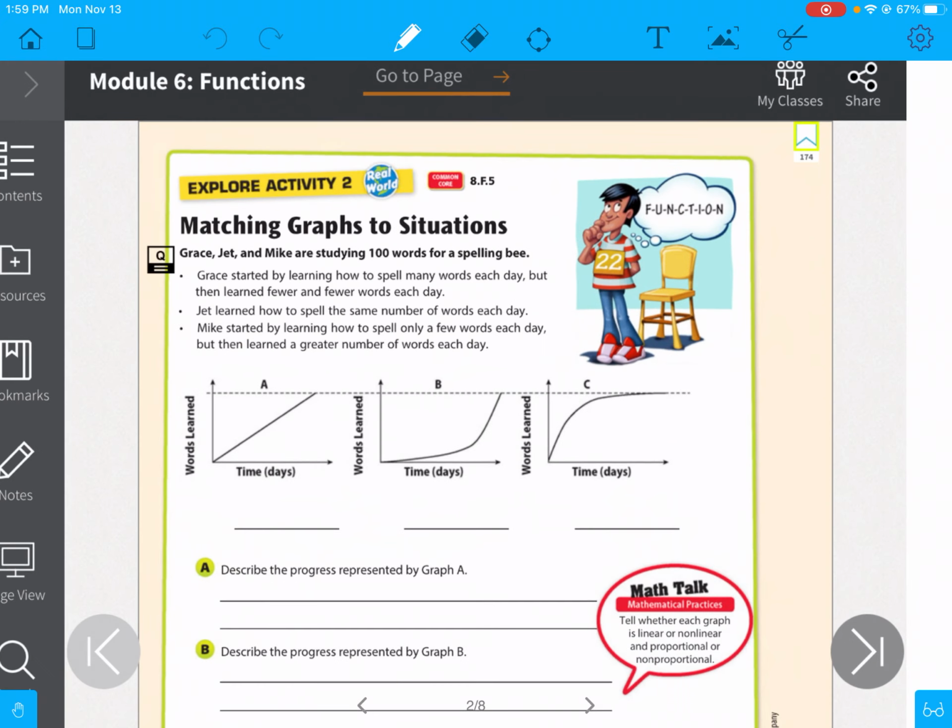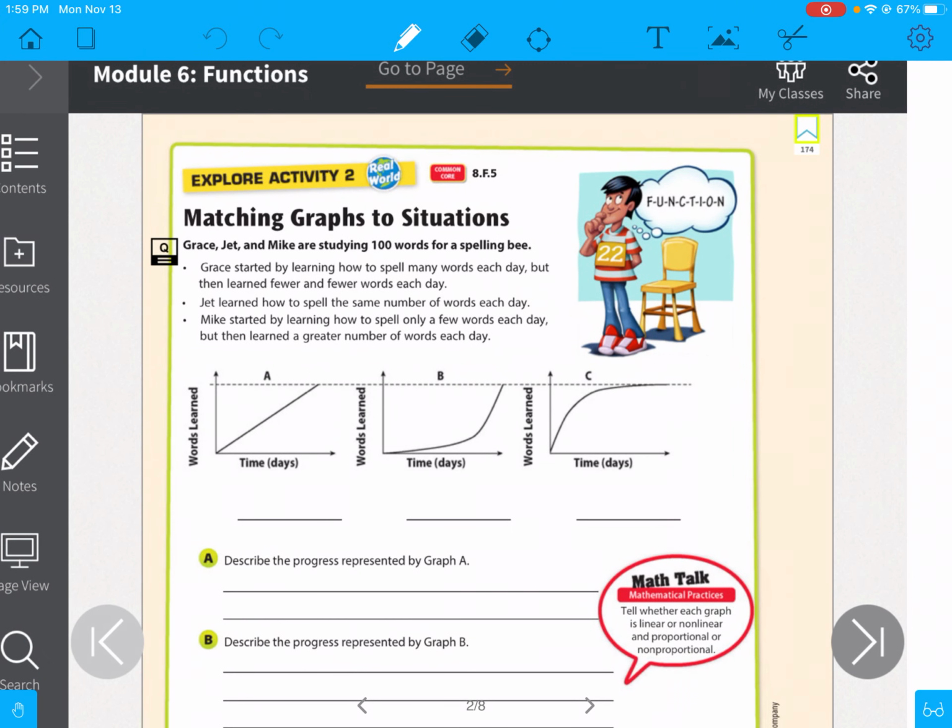So on the next one, matching graphs to situations. We have Grace, Jet, and Mike studying 100 words in the spelling bee. Grace started by learning how to spell many words each day, but then learned fewer and fewer words each day. So if I look at the graphs, I would say that would be graph C. So that would be Grace.